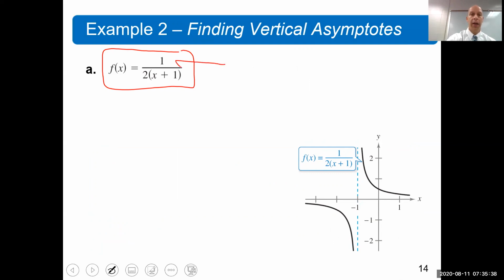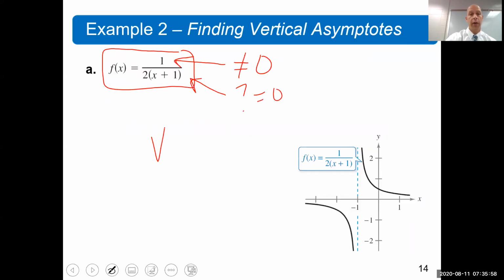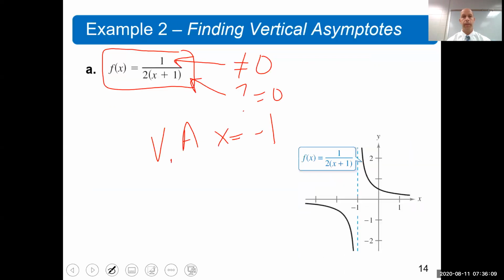Would you guys all agree that the numerator function does not equal 0? In fact, it will never be 0. Now look at the denominator function. When will that equal 0? And that's probably what your Algebra 2 teacher or pre-calculus teacher taught you. I guess I should write the conclusion. There's a vertical asymptote at x equals -1 by the theorem on this previous slide, theorem 1.14.